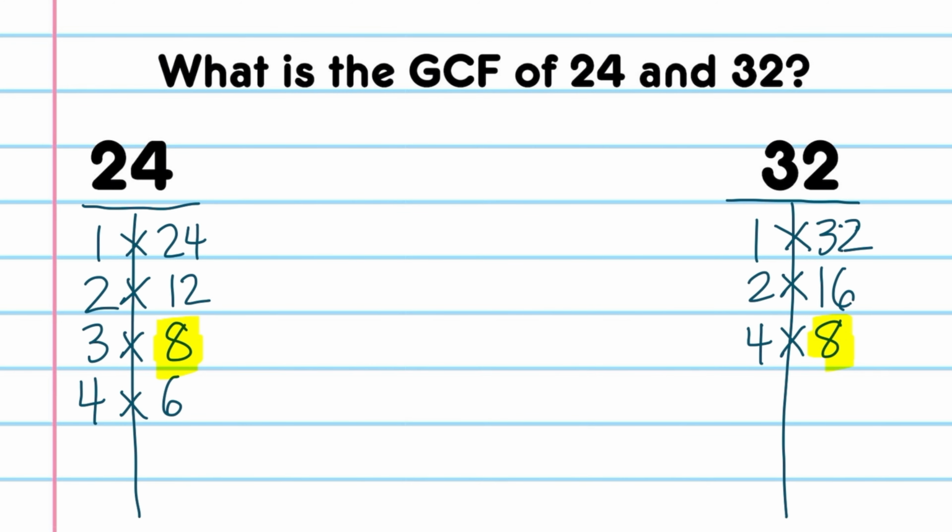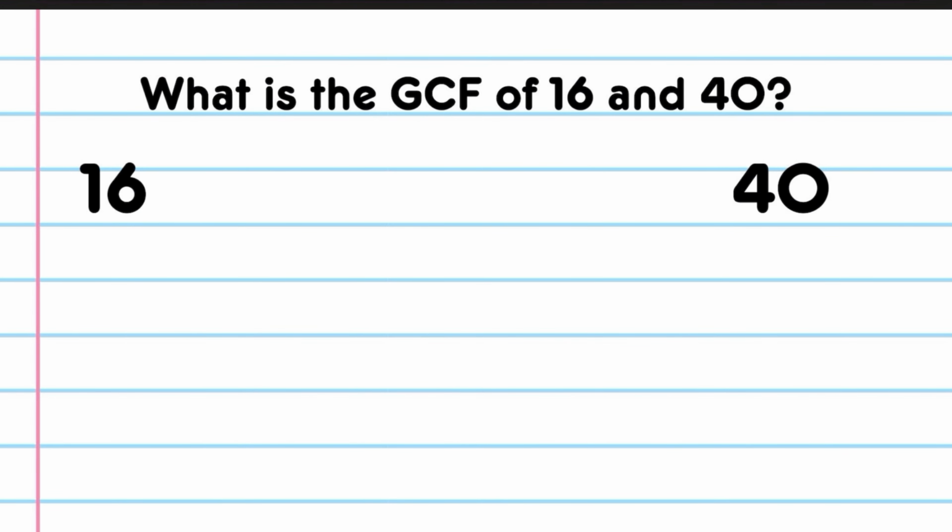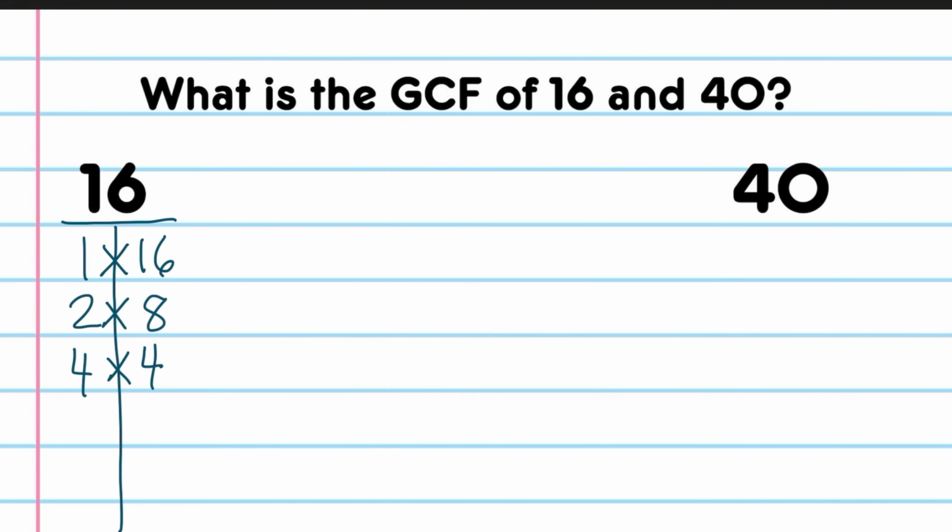Let's look at example 3. We have, what is the GCF of 16 and 40? I'm going to do the same thing. I'm listing the factors of 16. 1 times 16 is 16. 2 times 8 is 16. 3 doesn't go into 16, but 4 does. 4 times 4.